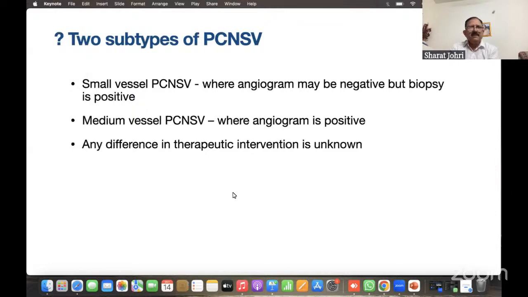So small vessel primary CNS vasculitis, when the angiogram may be negative but biopsy is positive, and medium vessel primary CNS vasculitis, when the angiogram is positive but the biopsy may or may not be positive. But if you do a biopsy it would be positive, and the angiogram is positive here. And if it is there, you may treat them, if you exclude other causes, as primary CNS vasculitis.